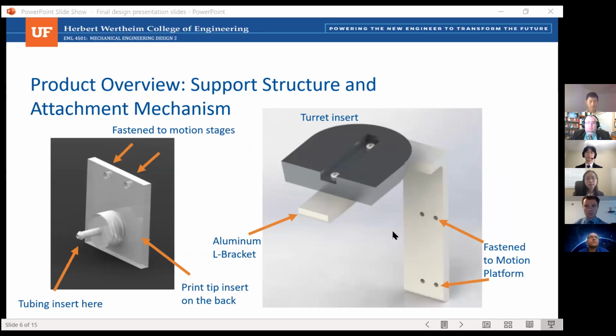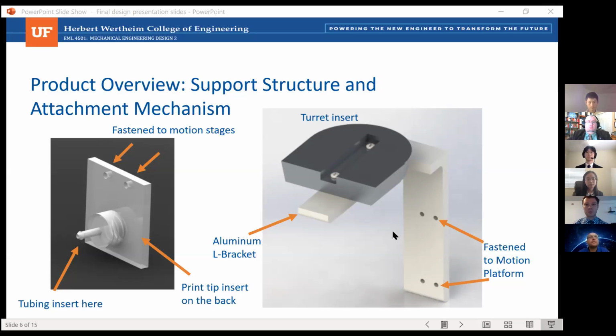Next, we will be discussing the support structure and attachment mechanism. The support structure subsystem consists of 2 parts: the turret mount and the L bracket frame. The turret mount will be press fit into the turret fixture, and the L bracket will be fastened to the motion stage. Both parts are made of 6061 aluminum. The L bracket is an OTS part that can be purchased from McMaster-Carr. The turret mount can be manufactured easily. The two parts will be attached by two screws.